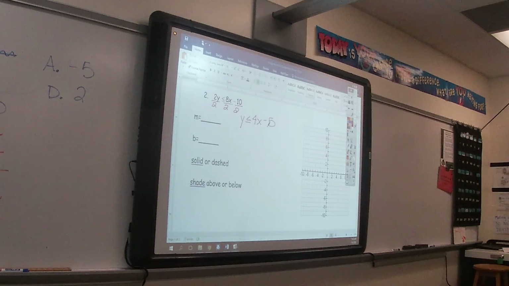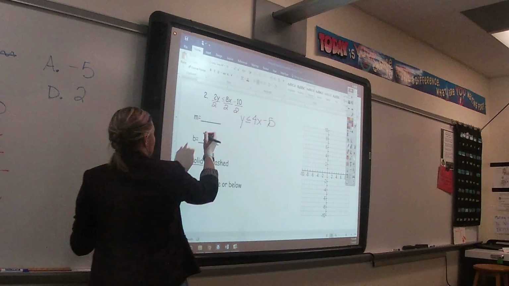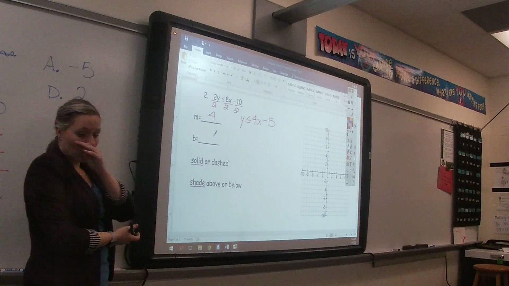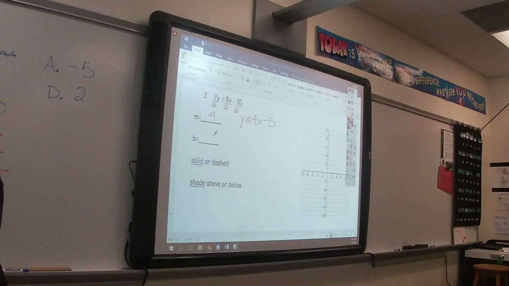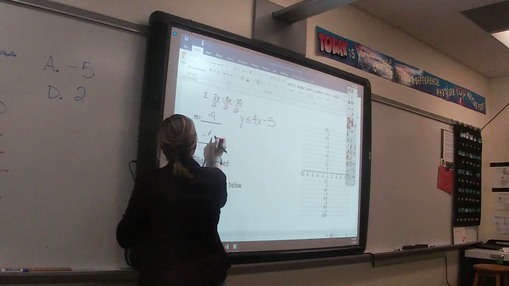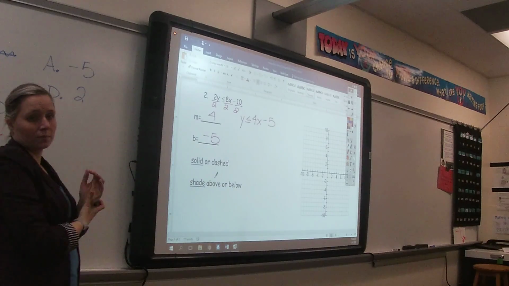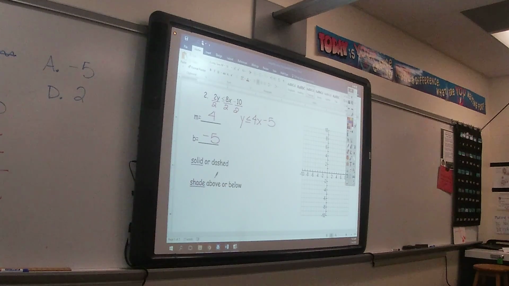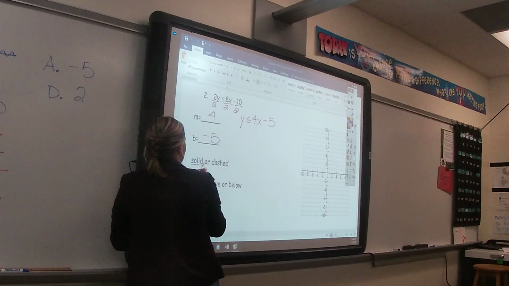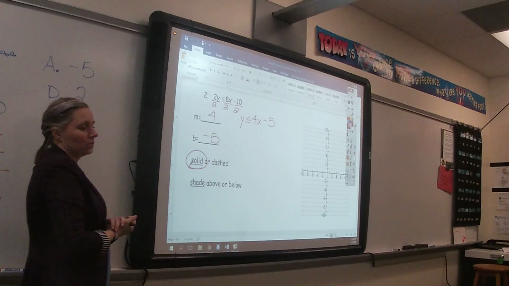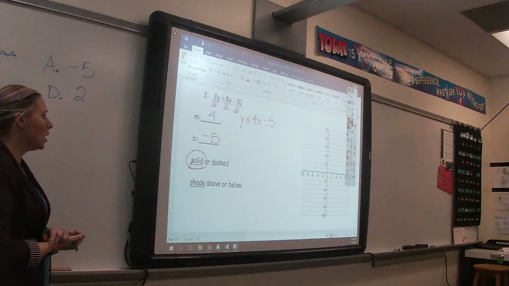What does M equal? 4. What does B equal? Negative 5. Negative 5. Is this going to be a solid or a dashed line? Solid. Are we going to shade above or are we going to shade below? Below.